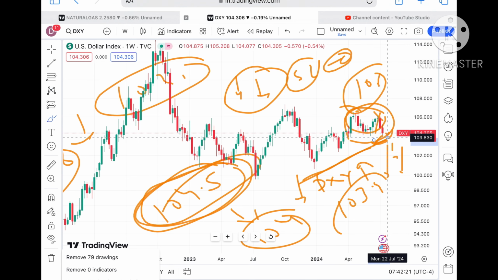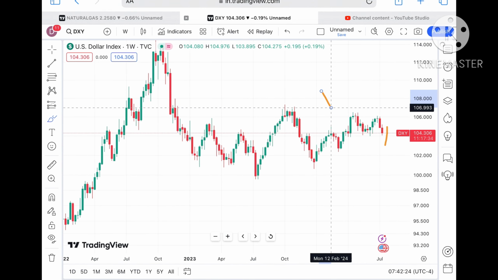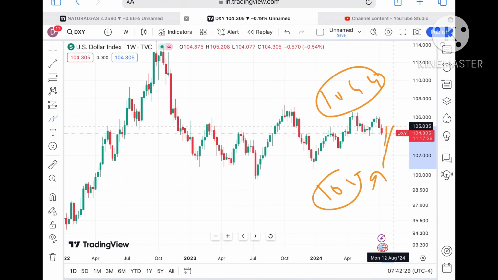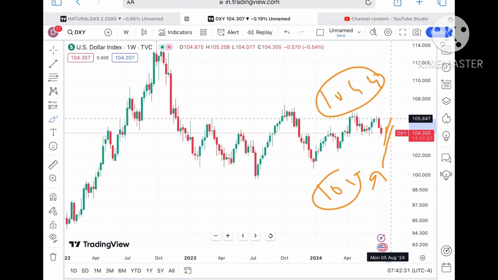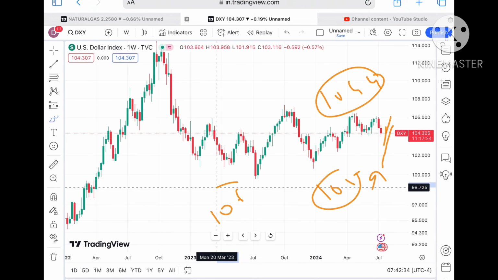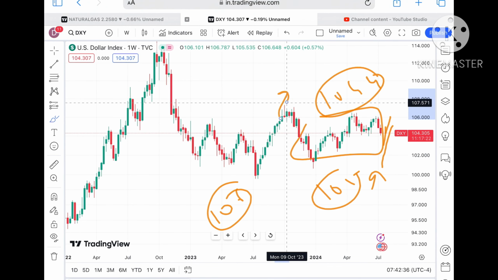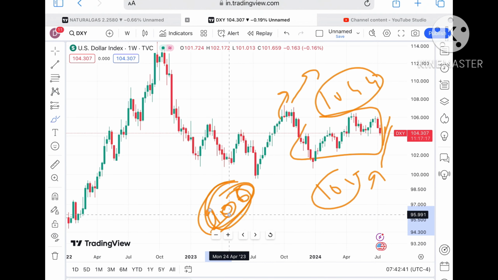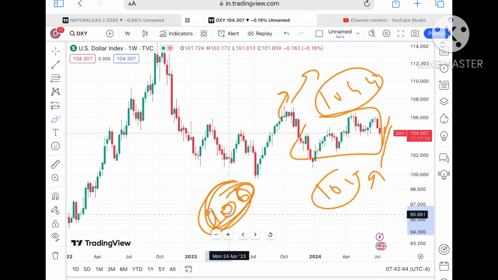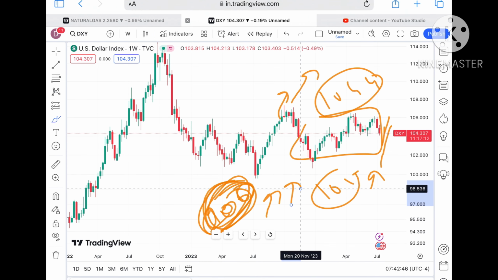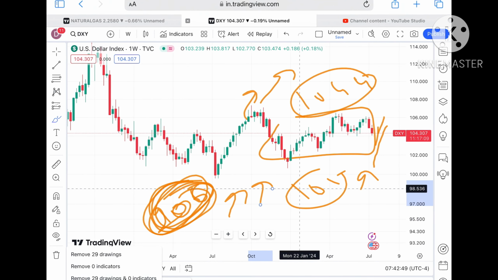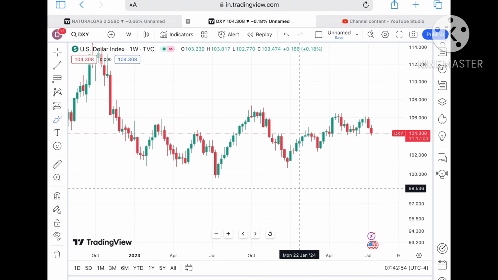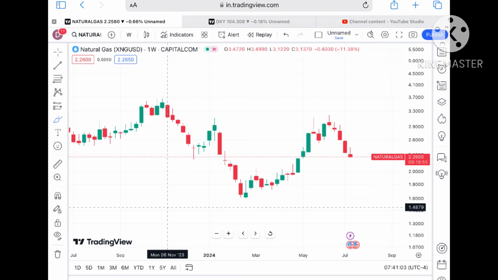Now suppose it forms a swing, or sustains above a level of 104.9, or touches a level of 105 and sustains. If the price sustains above this level, it can move towards $105.3 and then to a level of 106. Then there is a probability of moving further upside. If the price moves above a level of 105.5 and touches 106, and if it moves over this level, we can see further upside movement. If the dollar index starts going upside, we can see the natural gas price will come down.